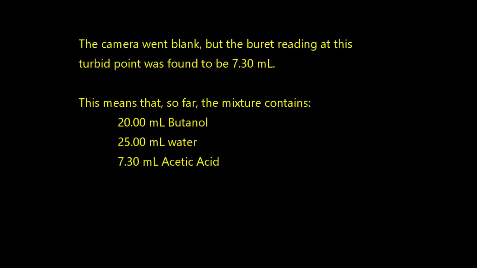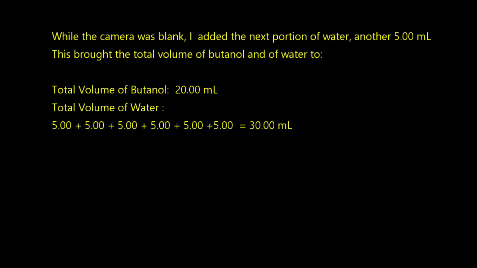Okay, so at this point the camera went blank. I don't know why that happened, but that didn't stop me from taking a reading of 7.30 milliliters of acetic acid. And so at this point, the mixture contains 20 milliliters of butanol, that hasn't changed, 25 milliliters of water, and 7.30 milliliters of acetic acid.